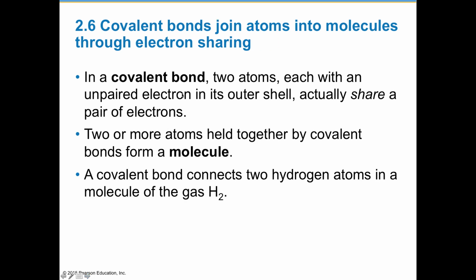We talked about covalent bonds. These are two atoms with an unpaired electron in the outer shell, and they share electrons, remember? So they're supposed to share. That is really important, that they share a pair of electrons. Two or more atoms held together by covalent bonds is called a molecule. A covalent bond connects two hydrogen atoms in the molecule of hydrogen gas. This would be a molecule of hydrogen gas.